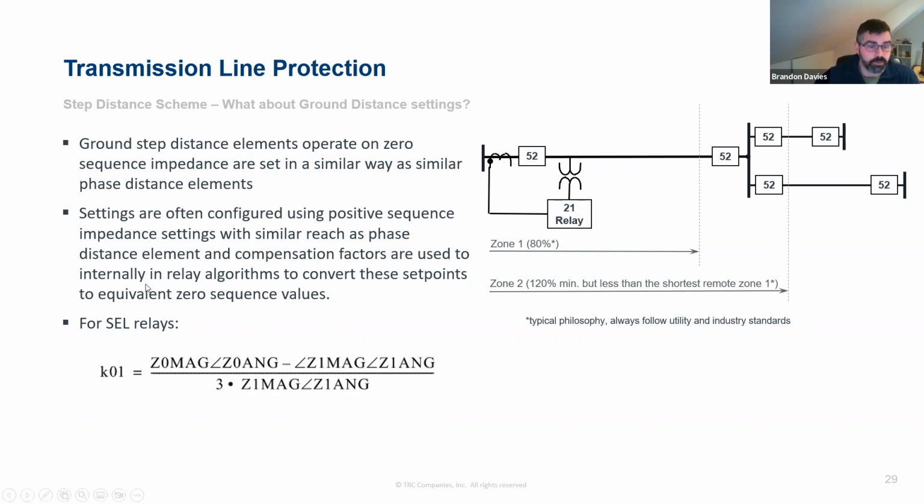So each relay has a little bit different way of approaching this. We're talking mostly about Schweitzer relays in this class, and those are certainly the most commonly applied in the US, so I think it's appropriate to use those for this example. But they use this K01 factor here to address this within the relay. And it's a calculation that uses zero sequence impedance minus the positive sequence impedance, divided by 3 times the positive sequence impedance, the polar quantity using both the magnitude and angle.